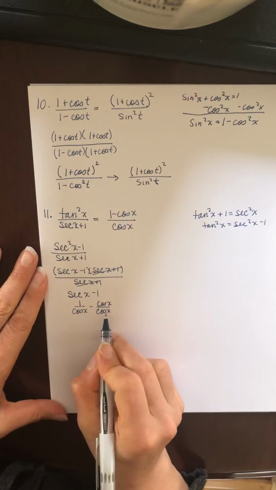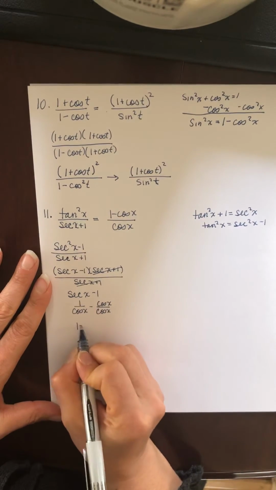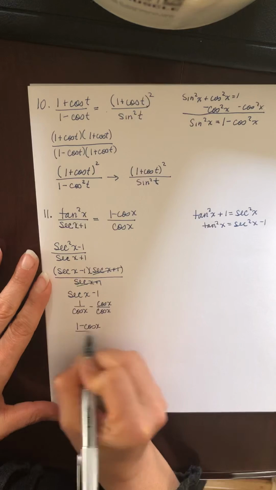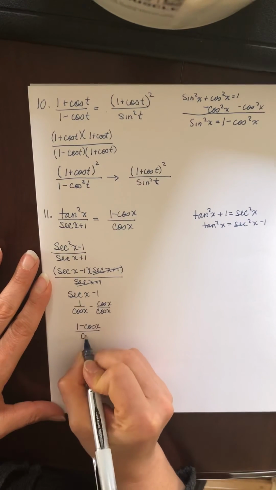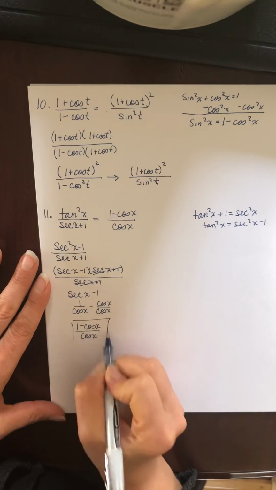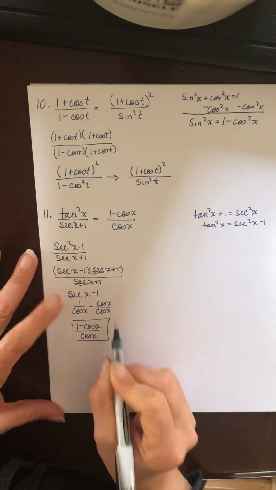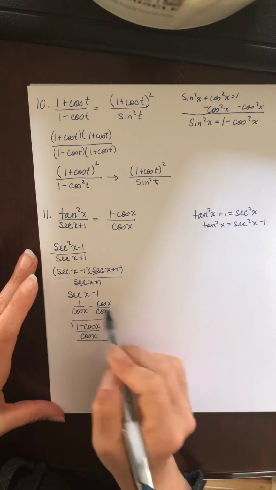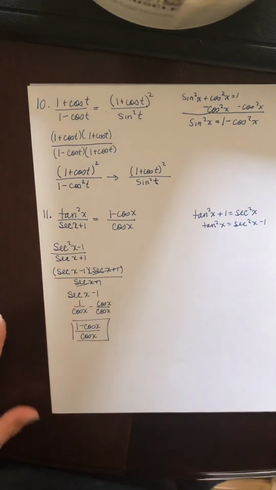Okay, so now I can combine. So I have 1 minus cosine for my numerator. For my denominator, cosine. And that's your answer. Kind of came a little bit faster than you realized. Once you got here, it looks weird. What do? You just got to be careful with your fractions. Okay, that was number 11.